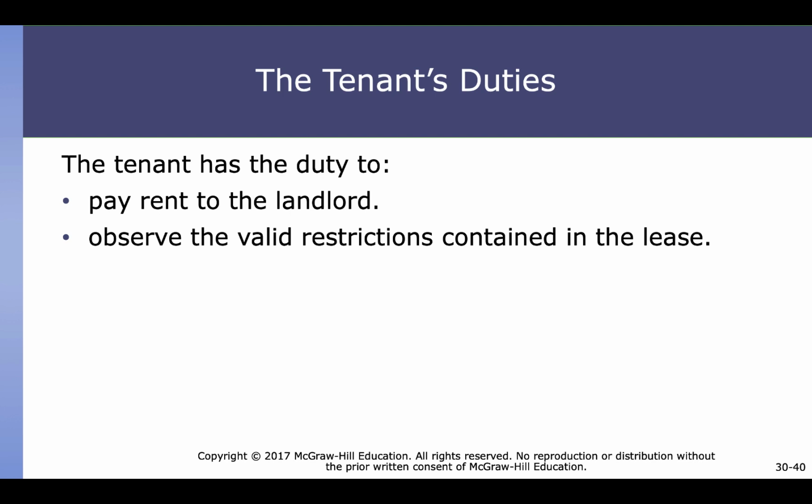The tenant has the duty to pay rent to the landlord and observe the valid restrictions contained in the lease. Leases are allowed to impose duties of all kind as long as they're legal and don't deny a tenant's constitutional rights. Failure to abide by the restrictions agreed to at the time of the signing of the lease gives the landlord the right to seek eviction of the tenant.